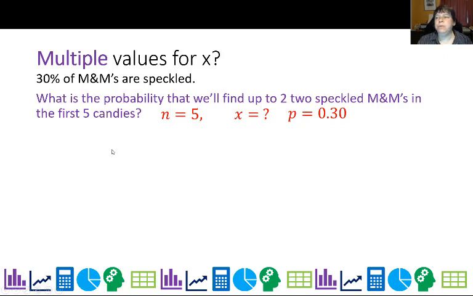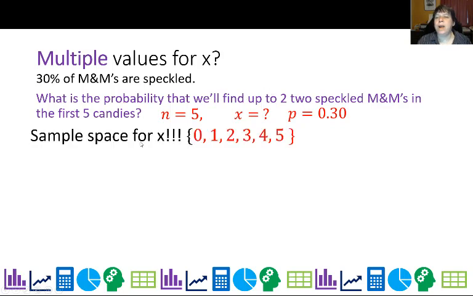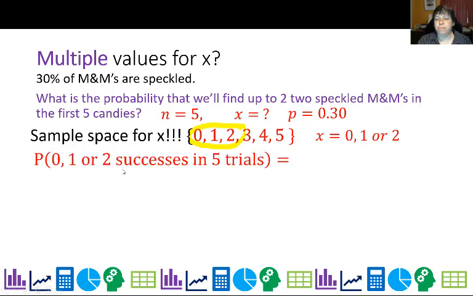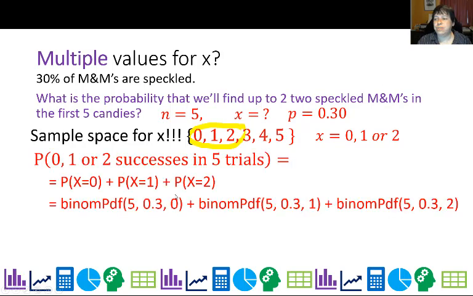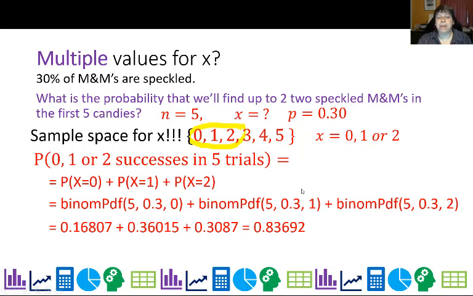It's really important when you have words like up to, no more than, at least, to go ahead and write out the sample space. In our case, what counts as up to 2 speckled candies? Well, 3 doesn't count. That's more than. So it would be this set right here. I'm basically working out the problem for x is 0, x is 1, x is 2. It's like 3 problems, and what I can do is do the 3 problems and just add up the answers, and I'm done.